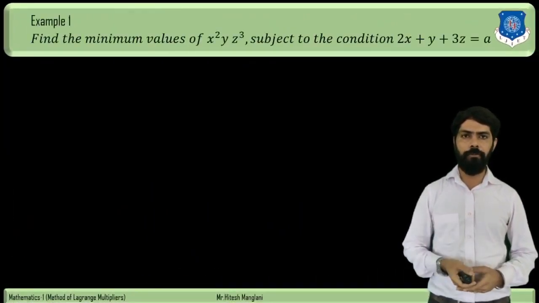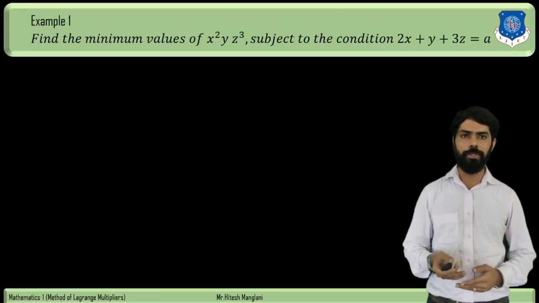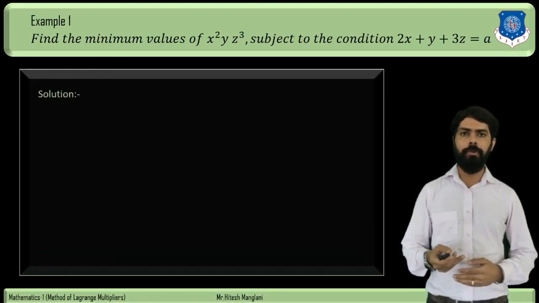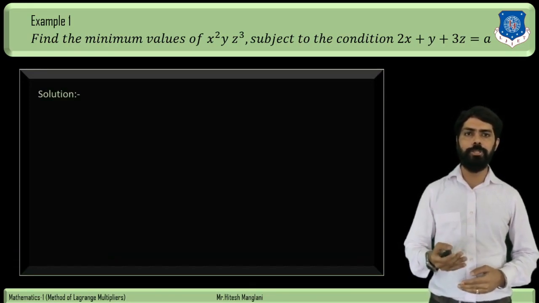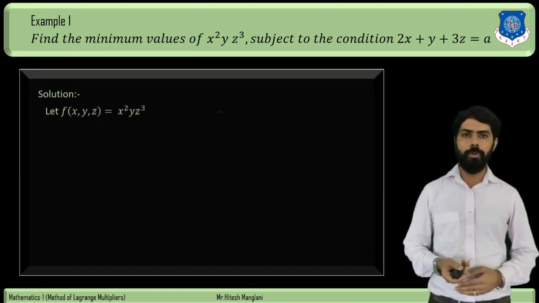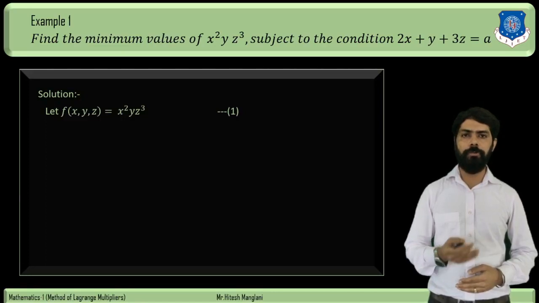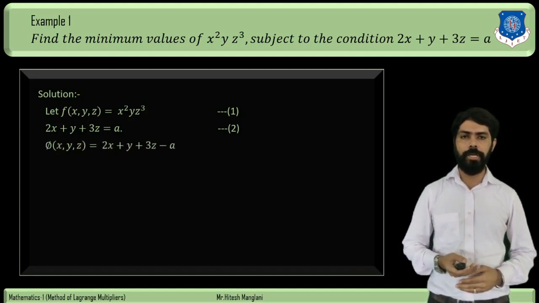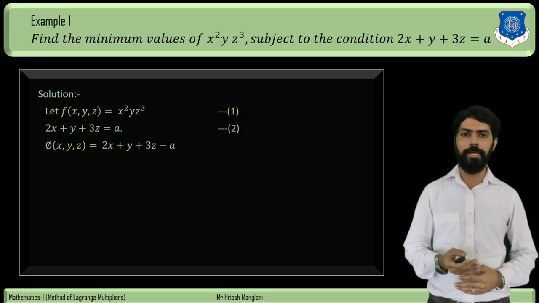So first example: find the minimum value of x square y z cube subject to the condition 2x plus y plus 3z is equal to a. So here first of all we will have to minimize the function that is x square y z cube. So here f of x, y, z is equal to x square y z cube. And here the condition is 2x plus y plus 3z is equal to a. So this is phi x, y, z. So phi x, y, z is equal to 2x plus y plus 3z minus a. This is the given condition.